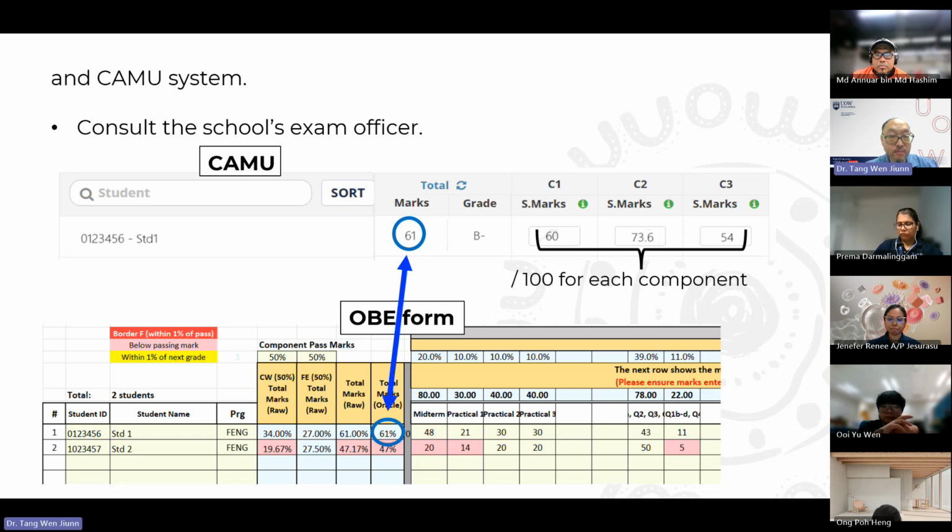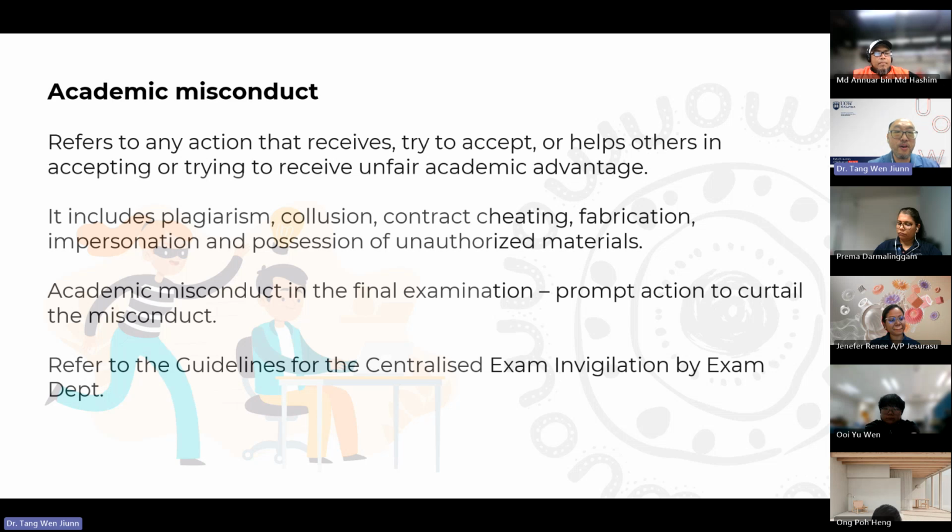Okay, so now let's move to the last part. So what can go wrong in the exam or the assessment? Okay. Academic misconduct. So academic misconduct is something that we have to take note of. It refers to actions where students try to accept or help others in accepting or trying to receive unfair academic advantage. In other words, cheating.